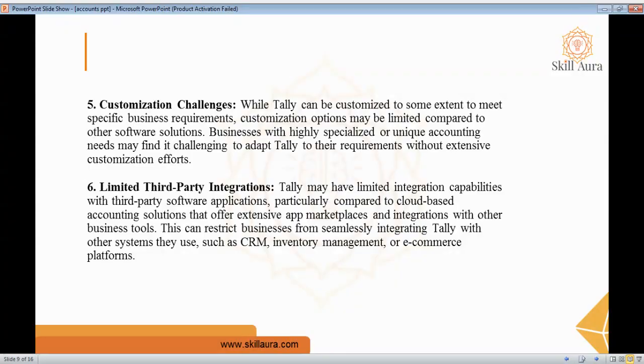A business needs a customized report, but Tally's limitation makes it difficult to create and requires additional software or expertise.